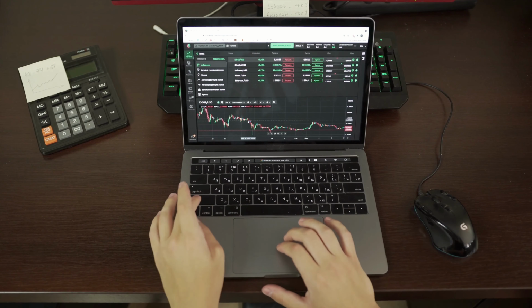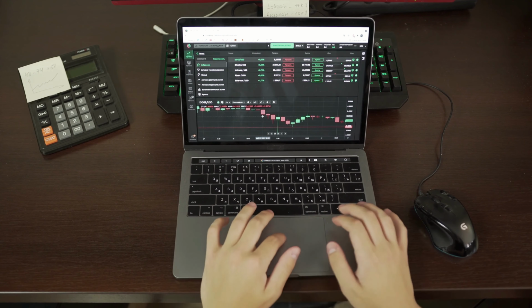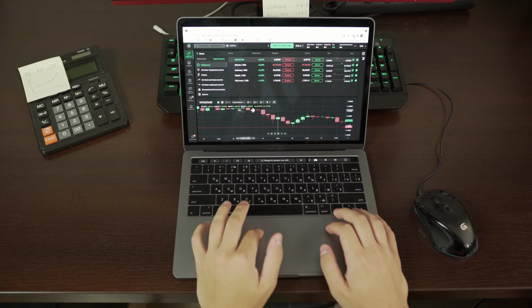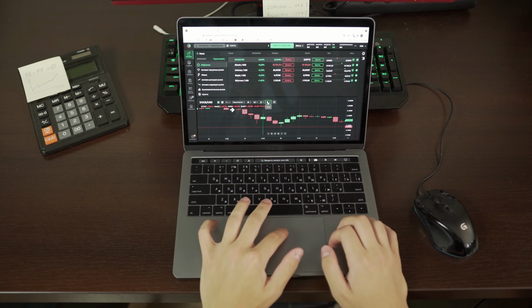Today I'm breaking down exactly what it is, how to add it, and the precise bullish and bearish setups that make this one of the most powerful tools in any trader's arsenal.